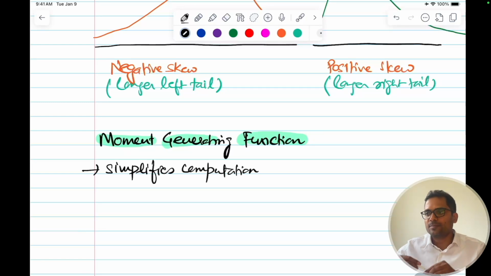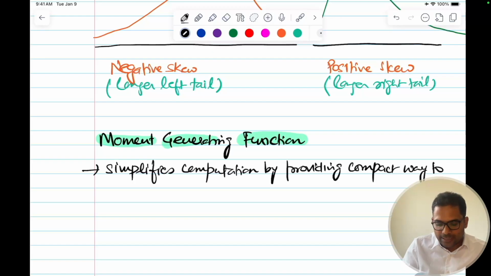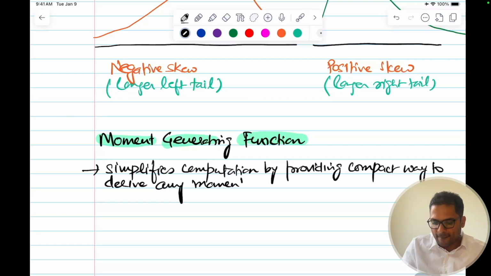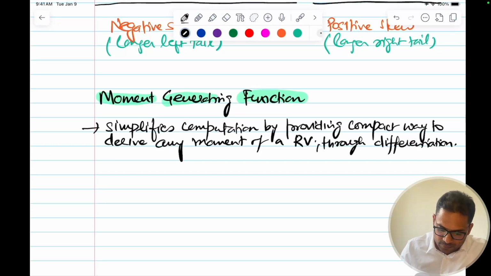Whatever I told you, I'll just write that. By providing a compact way to derive any moment of a random variable, RV, through differentiation. Differentiation is easier.